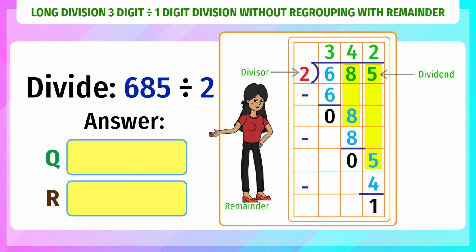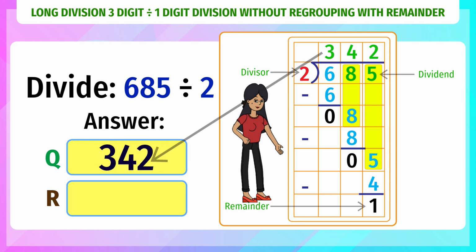Division is complete. Quotient is 342. Remainder is 1.